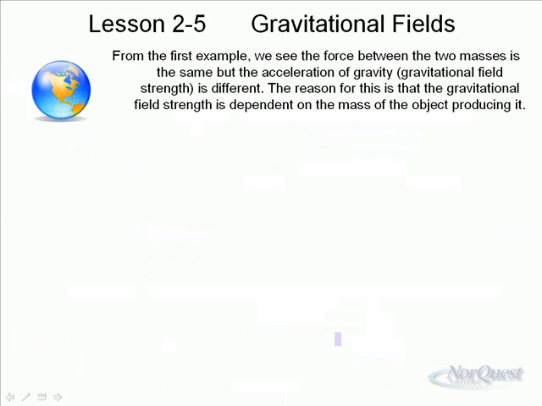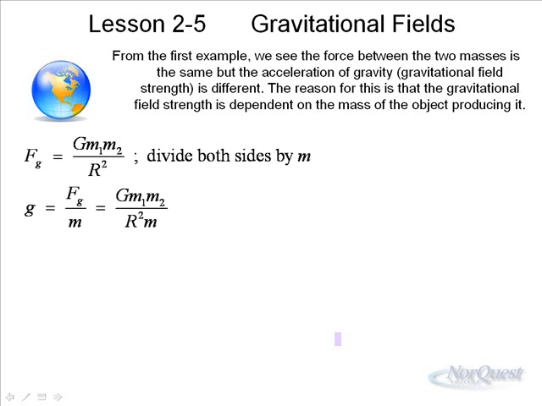So from the first example, you see that the force is the same, but the acceleration would be different. And of course, that's because surrounding any object, you have a gravitational field. And this gravitational field is what causes the gravitational force. So the gravitational field strength is dependent on the mass of the object producing it.